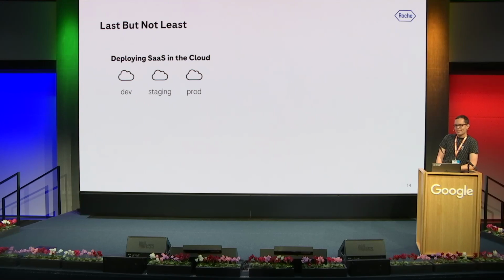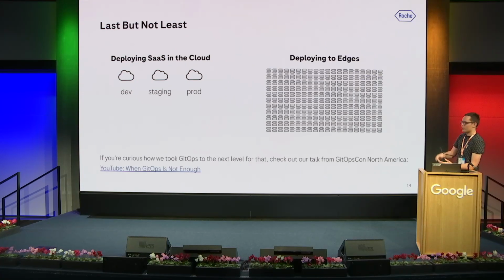Deploying software in the cloud always looks similar to this picture, right? You have a few environments: dev, staging, prod, and maybe a few more for developers to work in during development. Now, the problem is, if we're deploying to the edge, it looks more like this. There are thousands of environments we have to take care of. And if you're curious how we do that using GitOps, there's another talk from us from GitOpsCon where we talked about how you can scale GitOps to thousands of repositories.